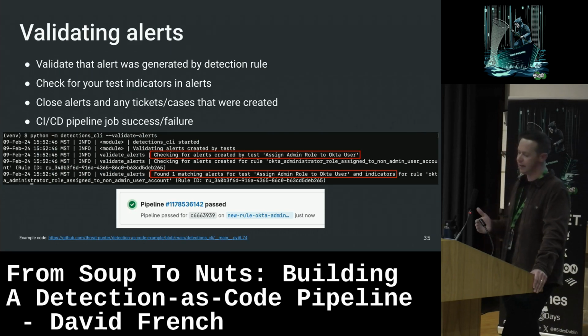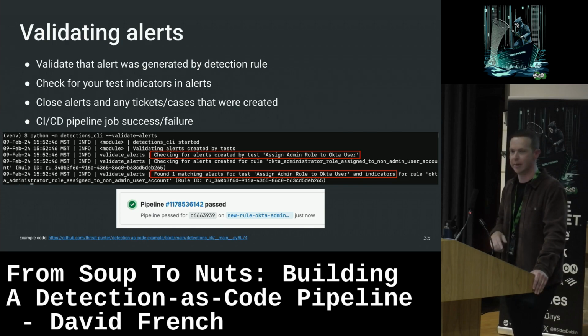All right, so we've executed our tests, and then we need to validate alerts were generated by our detection rules. So here's an example where I'm validating an alert was generated by that Okta rule. You can check that the alert contains specific indicators from your test, like the Okta username we used to create that user and then delete it. And then if alerts are being opened in your ticketing queue or whatever system you use, you can just close those out and label them as tests. So in this example, the tests passed, but if they failed, you can raise an error for the team to investigate and not let them move to that next stage of pushing the changes out.